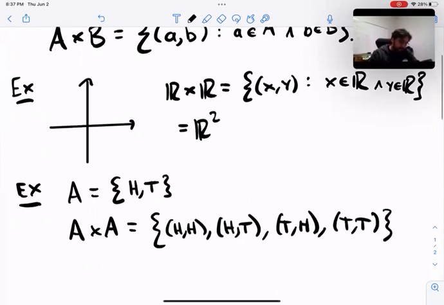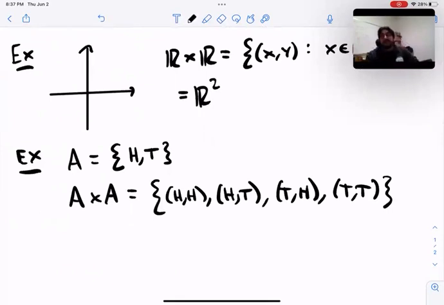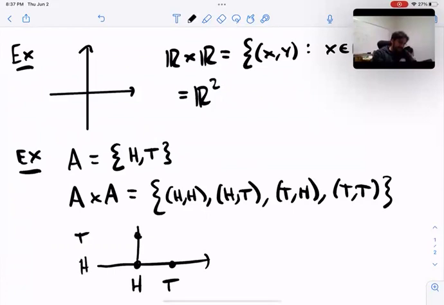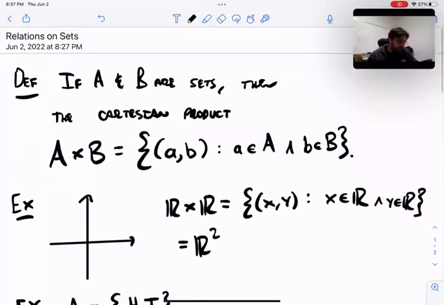And if you want, even in the case where it's a finite set, you could still think of this as a kind of two-dimensional process. You could think of this axis down here as only having two elements on it. Instead of having infinitely many, it has the heads and the tails. And then this axis also has just two elements, the heads and tails, and then those four points represent those four elements in the set: heads comma heads, heads comma tails, tails comma heads, and tails comma tails. So those are two examples of Cartesian products of sets. So that's one definition that we need to define relations: the Cartesian product.